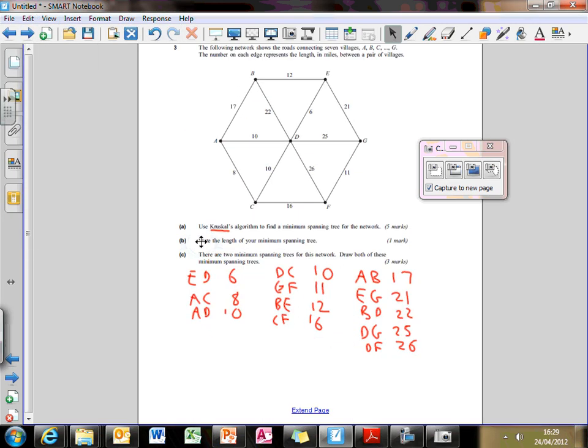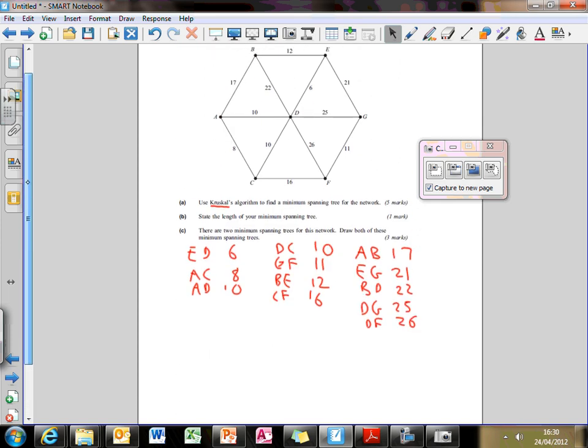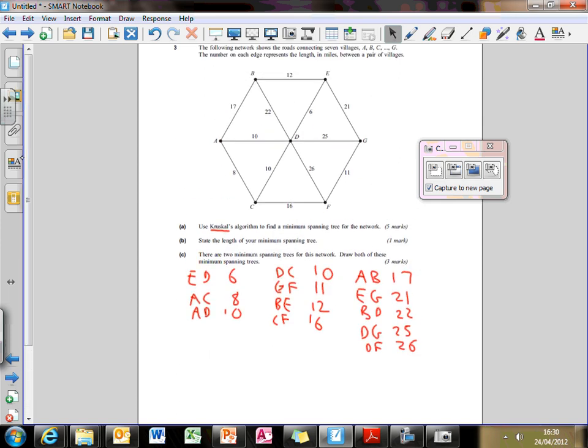So let me zoom out to give myself some space. Right, so the first edge I'm going to add is E to D. So it's going to be E to D, that edge there. The next edge is going to be A to C. Yeah, I add it. So give it a little tick. Do I add A to D? Yes. So give that a tick.